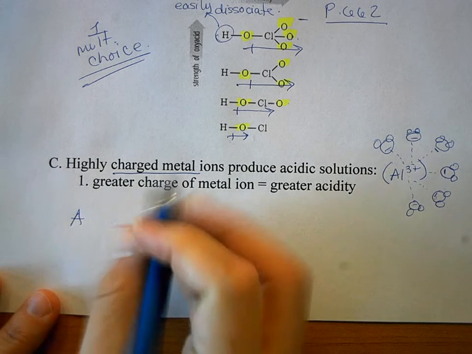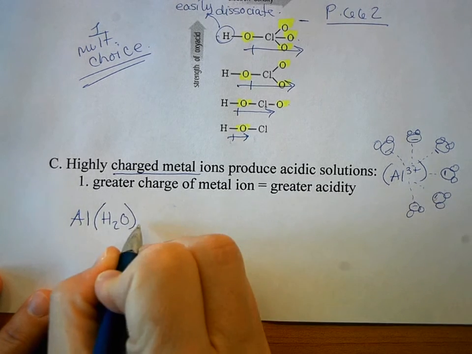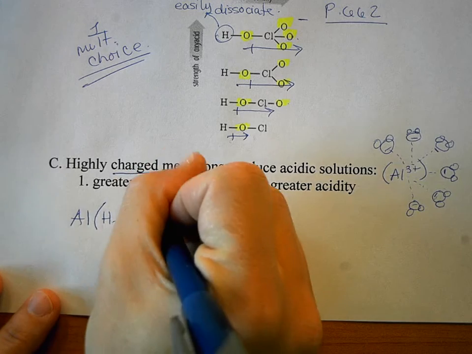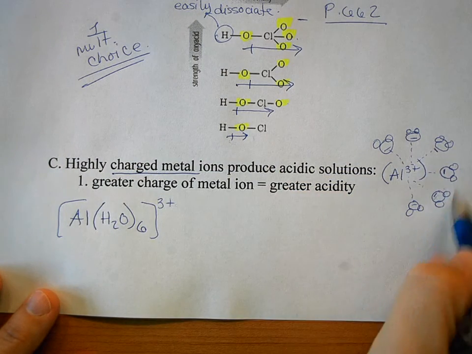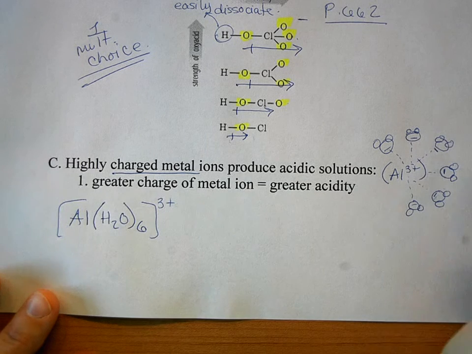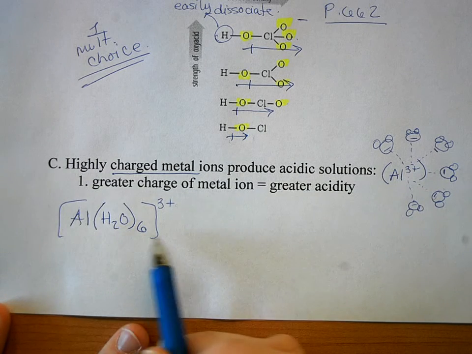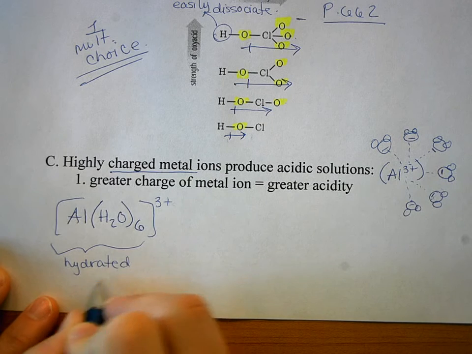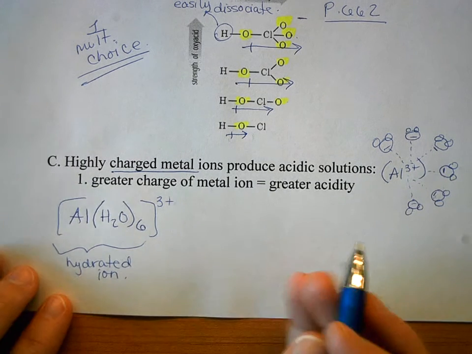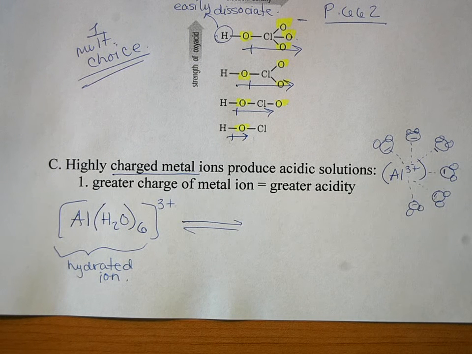So they show it like this. We've got aluminum, and then 6 H2Os are going to come stick to it. Now still, there's a positive 3 charge there, because this isn't canceling out any charges, because it's still part of the water molecule, but it just happens to kind of stick to it. So this together is a hydrated ion. And that will dissociate, becomes acidic.